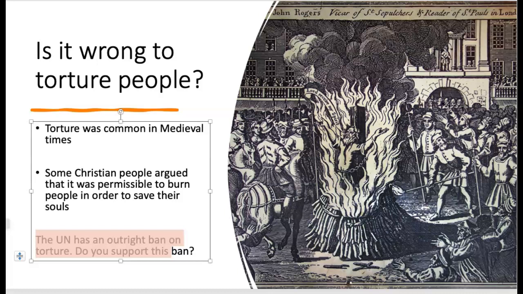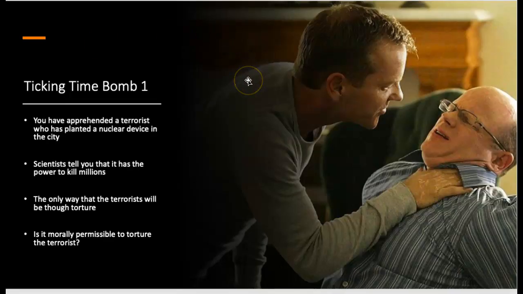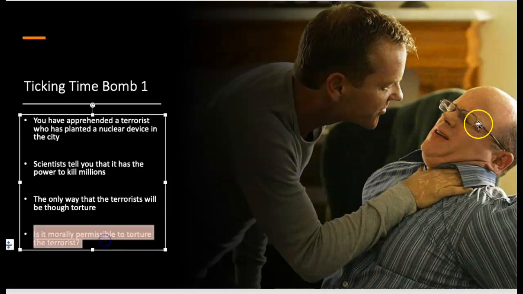So most of the students are going to commit to the idea that torture is wrong. And let's hope now that we can undo that first premise. This is ticking time bomb number 1. And in this, you explain that this terrorist over here has planted a nuclear device. It's going to kill millions of people. The only way that you can get the location and disarm this terrible bomb is through torture. Is it permissible to torture the terrorist becomes the question.